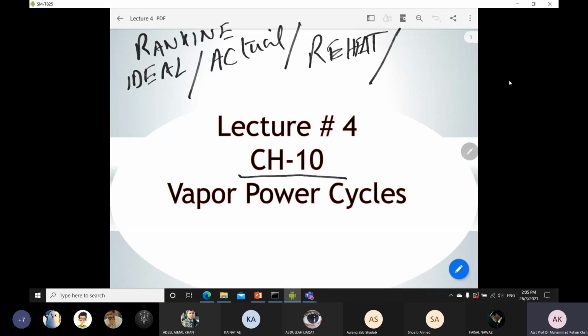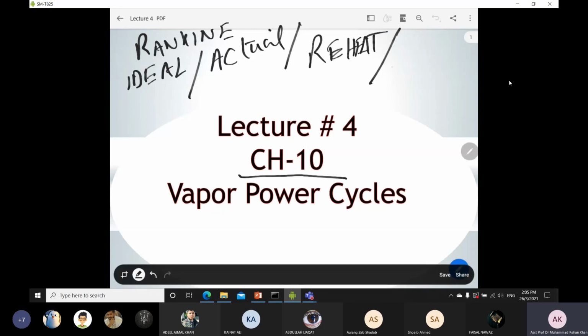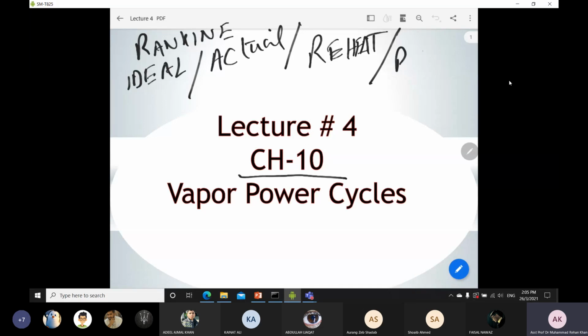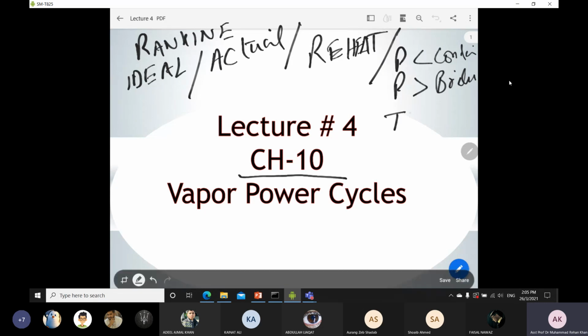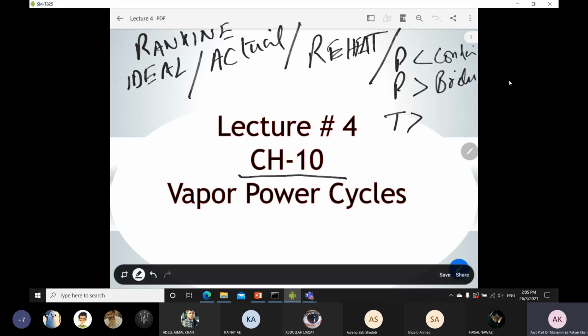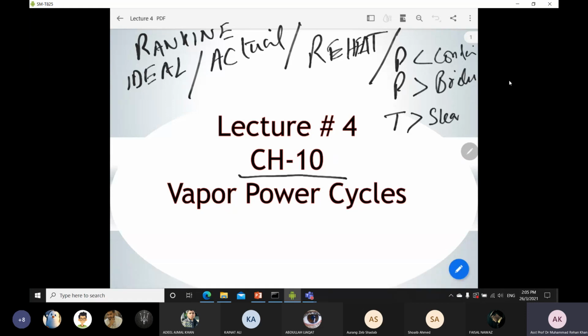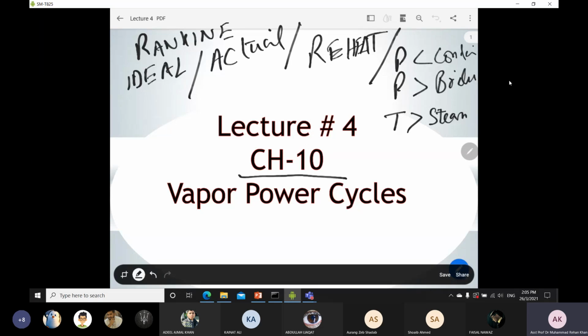We also looked at how we can decrease the condenser pressure to achieve the maximum work output for your cycle, how we increase the boiler pressure, and what the effect of the increase of boiler pressure is on the efficiency. Then we discussed in the previous class how the superheating of your steam contributes towards the increase in efficiency.